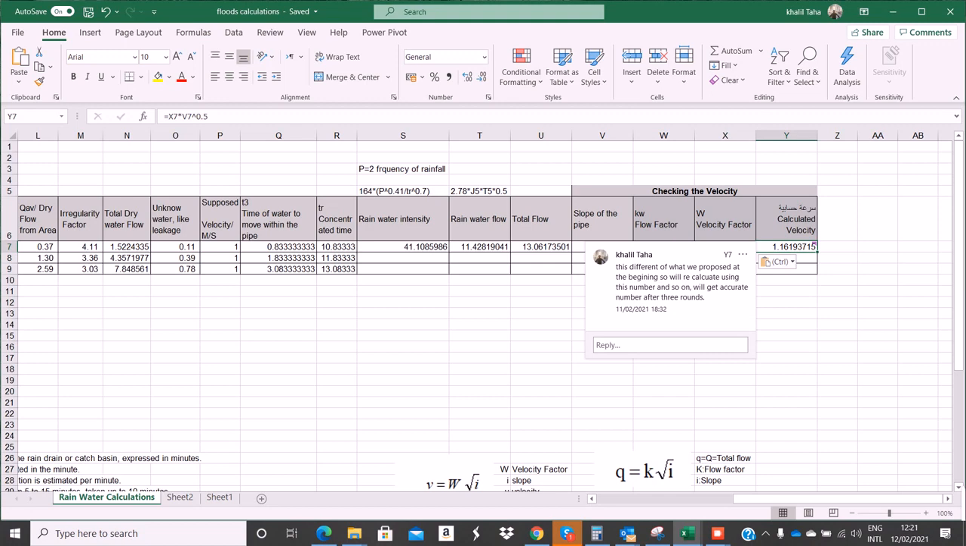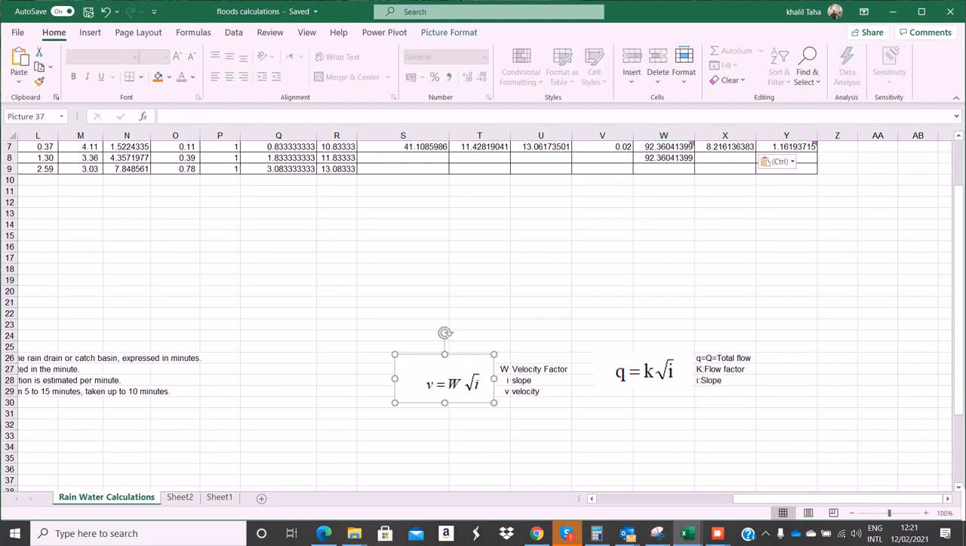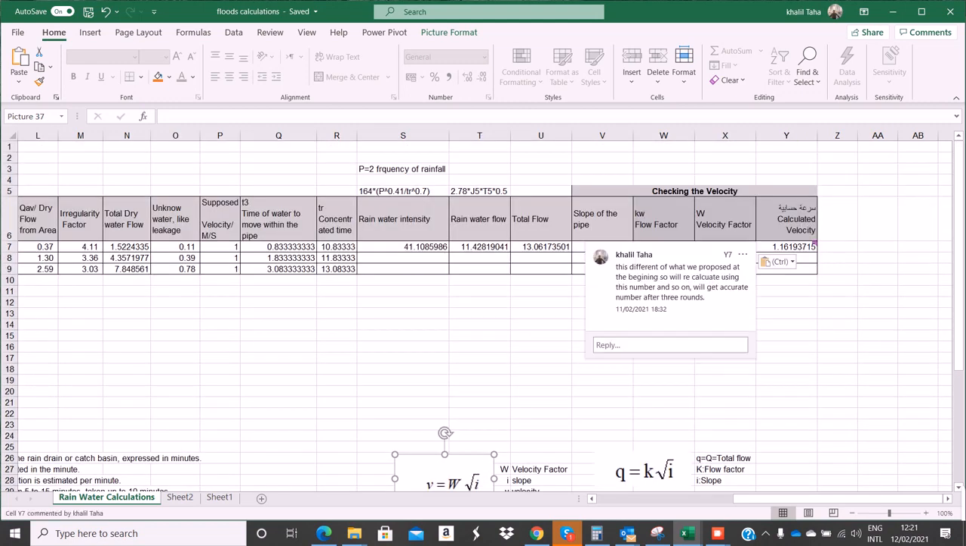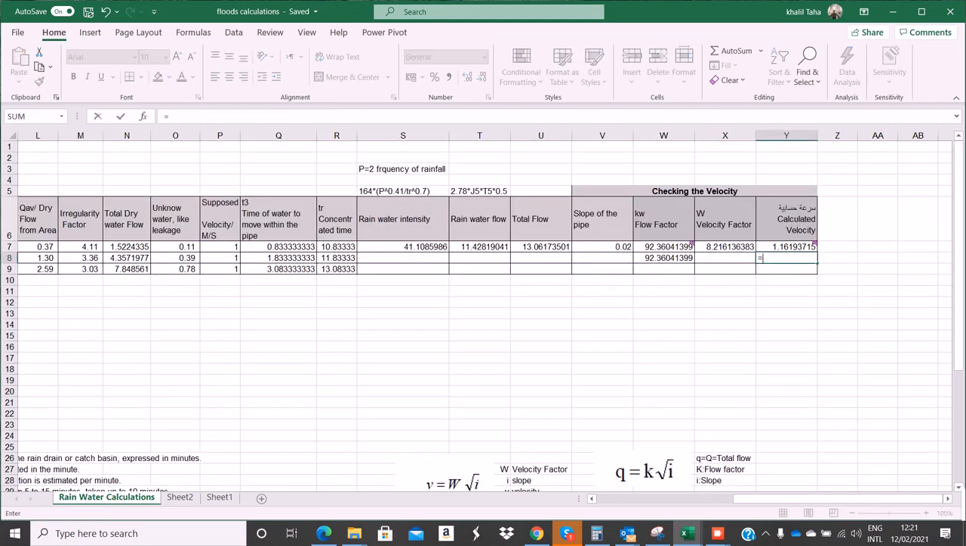How can I do that? I have the other formula. Now I have the slope of the pipe. I have the velocity factor W. I need to get V, the velocity. I will just put it here. It is this multiplied by the slope.